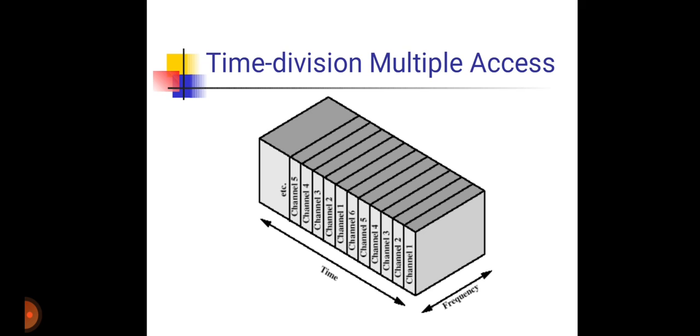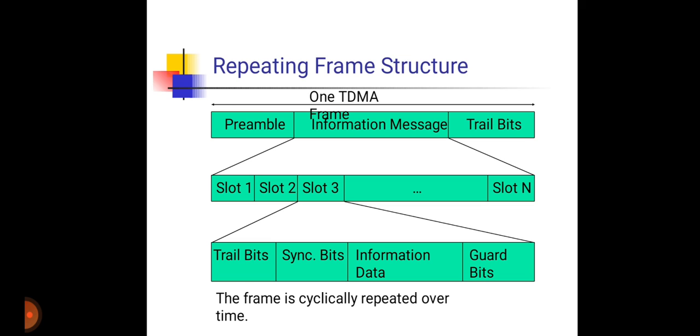This is the figure of TDMA scheme, in which there are a number of channels per frequency slot. Now, this is the repeating frame structure for TDMA system. The frame is cyclically repeated over time. Within each room, everyone takes turns talking to prevent interference. Within each room, one person is talking at once, so they must talk fast to say everything.